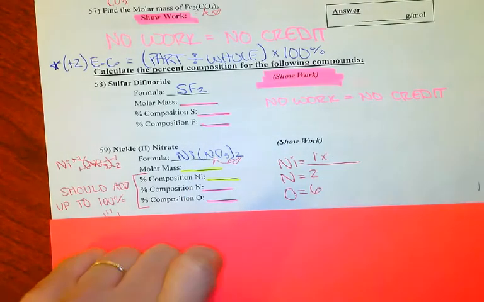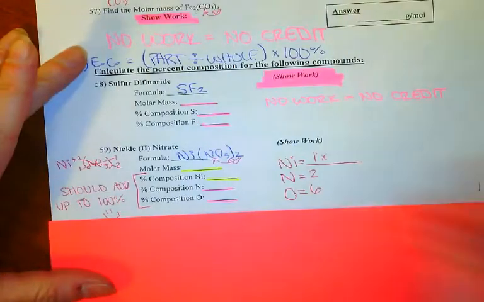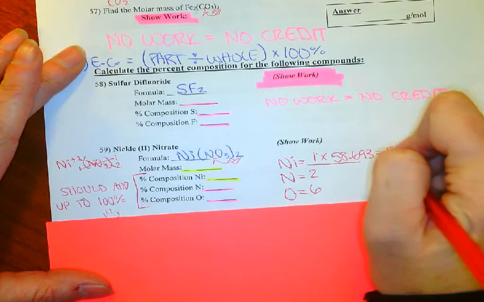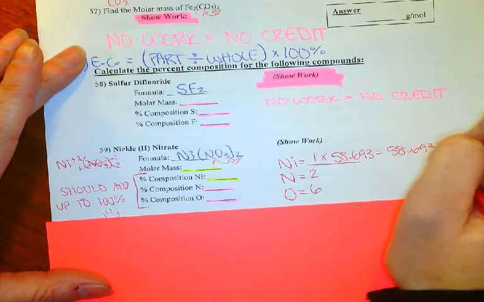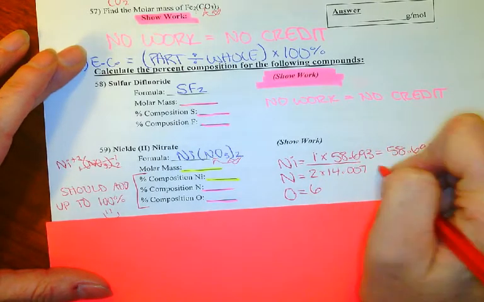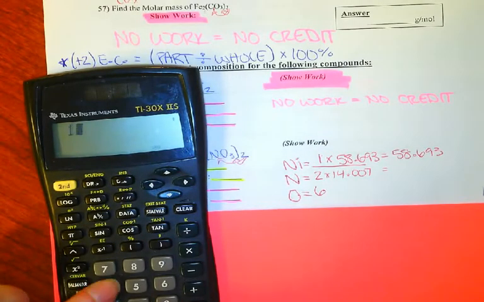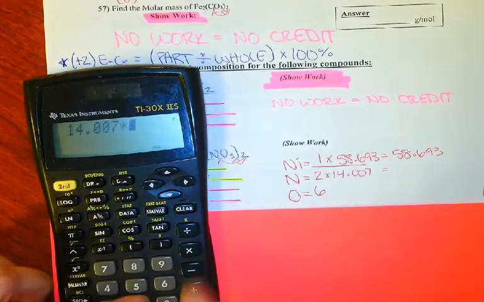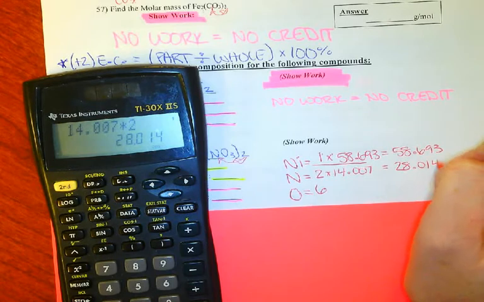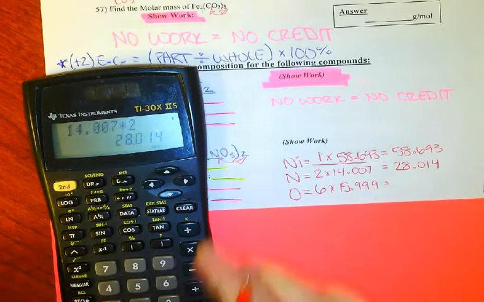Now I have to say each nickel weighs, where's my nickel? 58.693. Okay. Each nitrogen weighs 14.007. So 2 times that would be 28.014. Let me just double check my math though. Times 2. Okay, so all of my nitrogens are 28.014. And then each oxygen is 15.999 grams per mole.